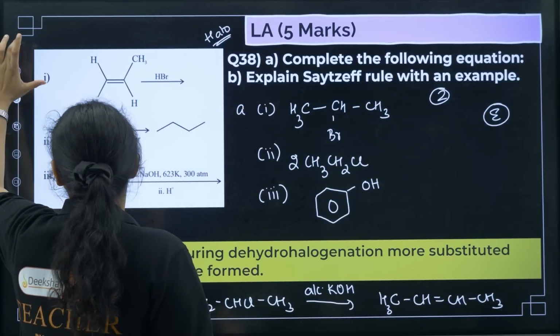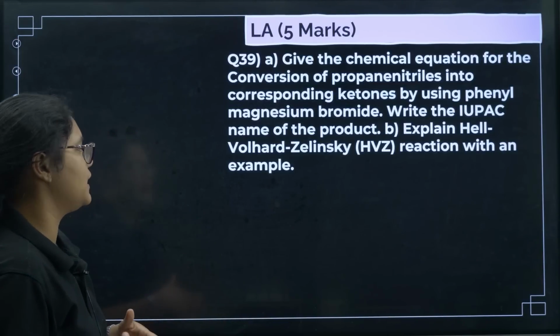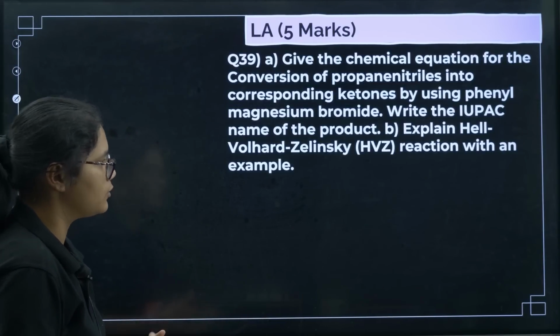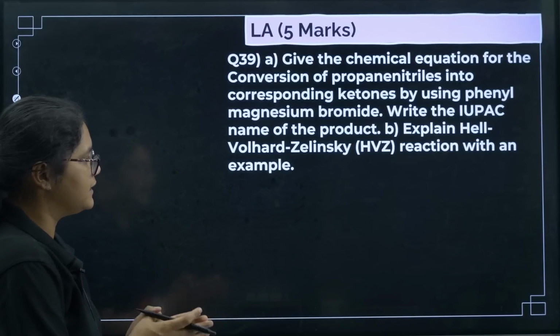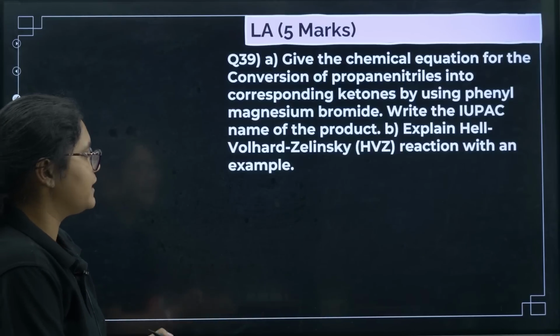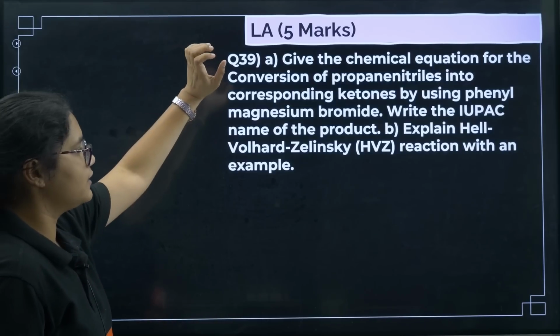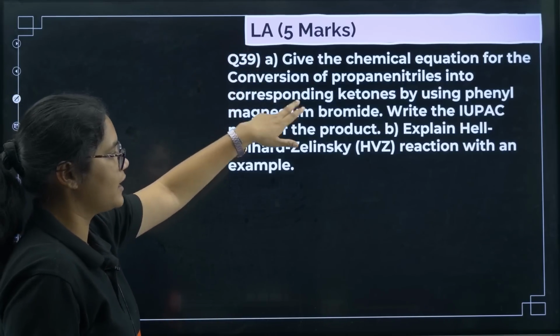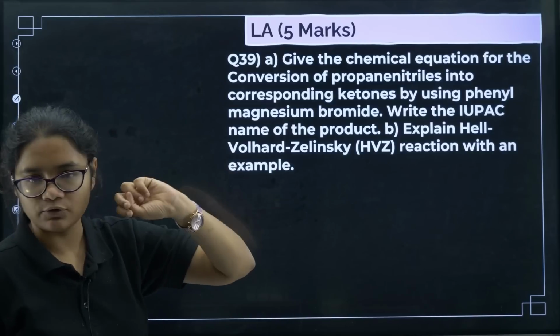Next, we'll go to: give the chemical equation for the conversion of propane nitrile into corresponding ketone by using phenyl magnesium bromide. Write the IUPAC name of the product. Explain HVZ reaction with an example. So here, if you write the reactions and the IUPAC name, that will give you 3 marks. HVZ reaction with an example will give you 2 marks.